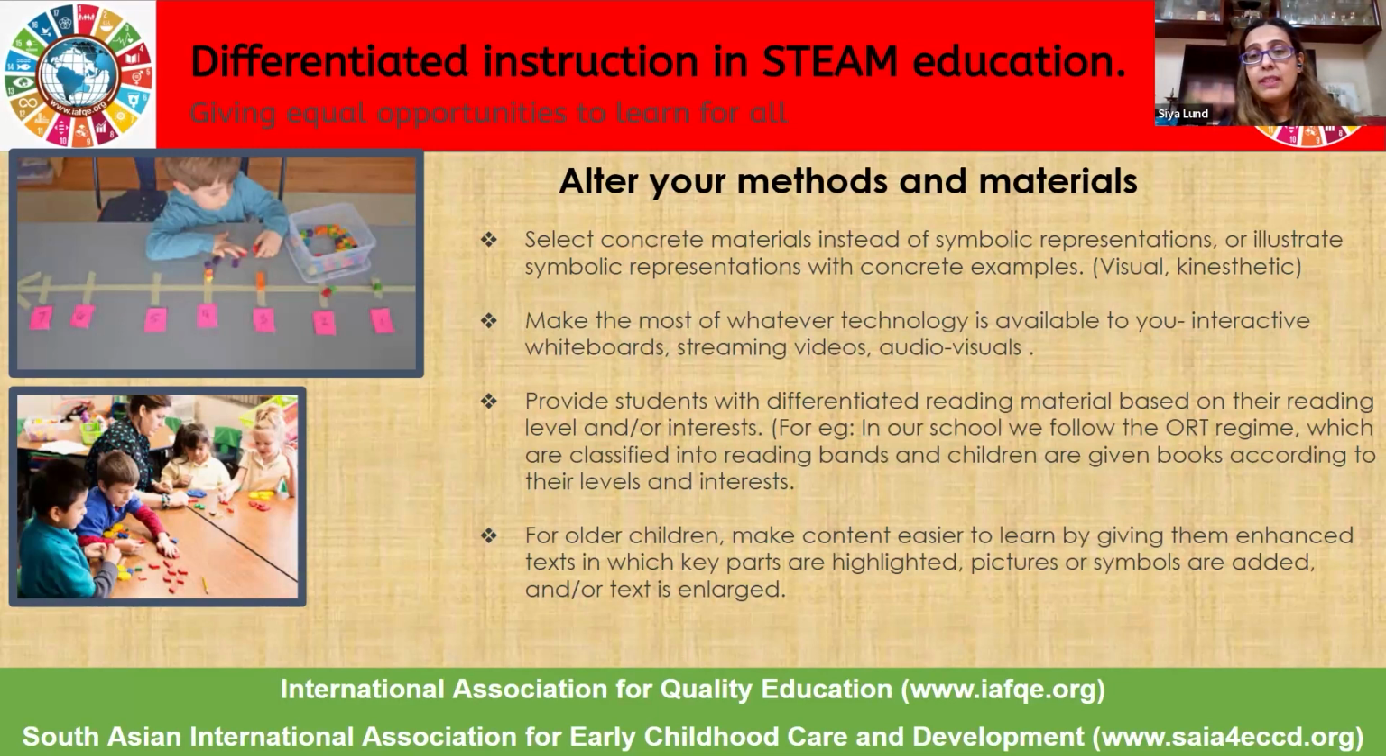And for older children, of course, we can make the content easier to learn by highlighting the keywords in a text, or giving them pictures or symbols to understand if the text is too big. For example, they have textbooks, so the teacher can highlight some important words so that they can read those few words, understand the whole, and remember the entire information that was presented to them.